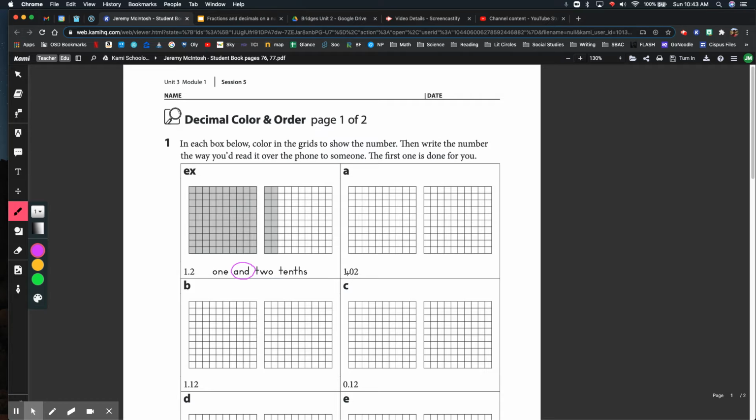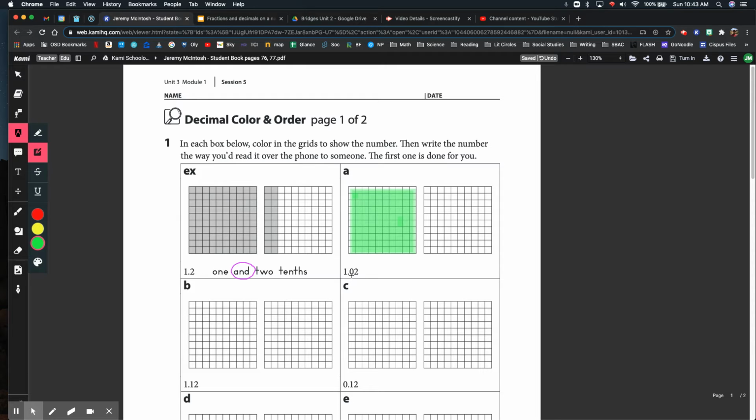So we're going to shade in one whole again. Let's see. Do we have a markup? Yeah, let's try this. Okay, so I can just pull it, I guess, like that. So we have one whole. There we go. That's easy. So there's the one whole.